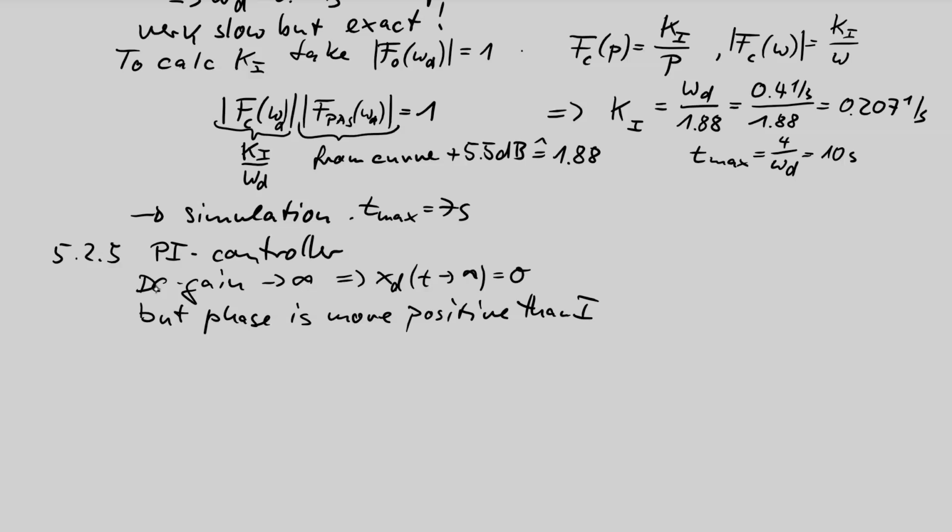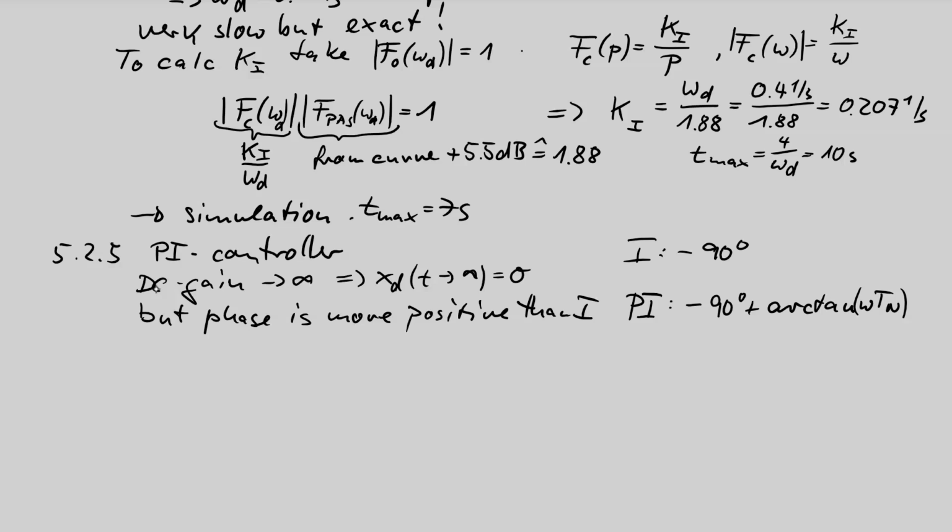than I. Note I is constant minus 90. PI is minus 90 plus arc tangent omega Tn. So there is a positive term which is added to this minus 90 degree value, and this makes our PI controller faster.